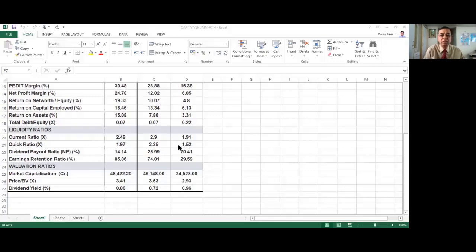However, here also this company, Dr. Reddy Laboratories, is far ahead. Starting from 1.52 in March 17, it has improved on to between 2 to 2.25 in March 18 and March 19.